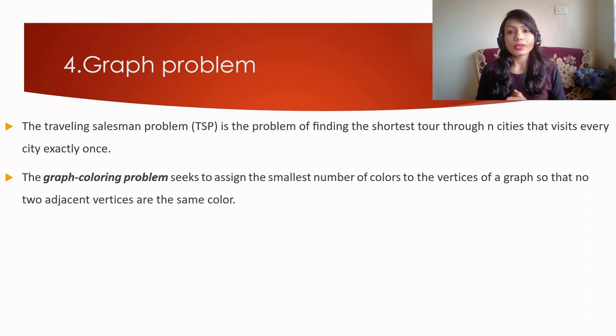And the second problem is the graph coloring problem. What we do in the graph coloring problem is assign the smallest number of colors to the vertices of a graph so that no two adjacent vertices are of the same color. So given a graph, if this vertex is given red, this one cannot be given red. It has to be given some other color. You have to do this such that you use the minimum number of colors.